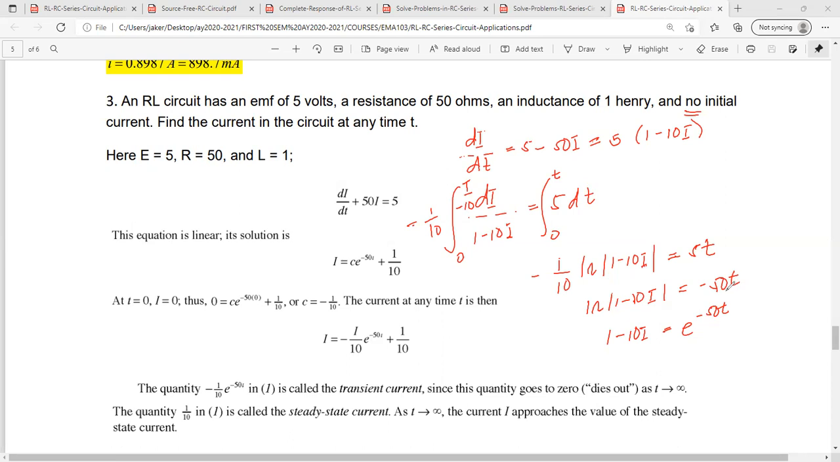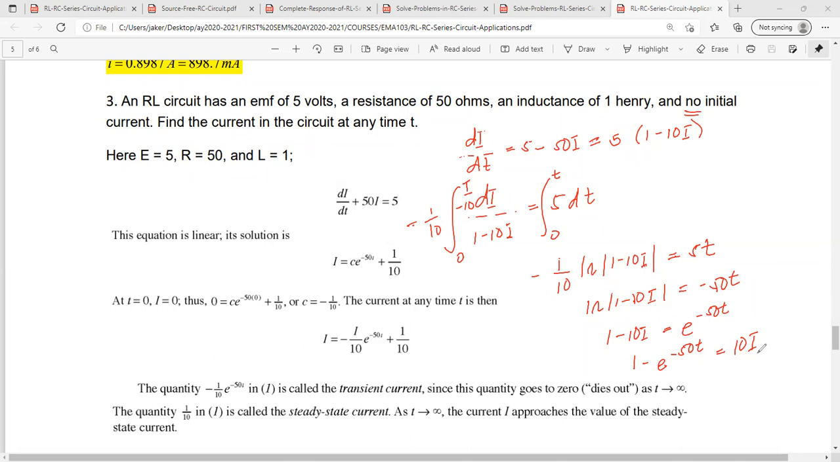Now, I wish to have a formula that will solve for the i. So I will transfer this one here to make it positive. I'll transfer this one in here. So that would be 1 minus e raised to negative 50t. And on the right side, I have 10i. So transferring it there will make it positive. Transferring it here will make it negative.